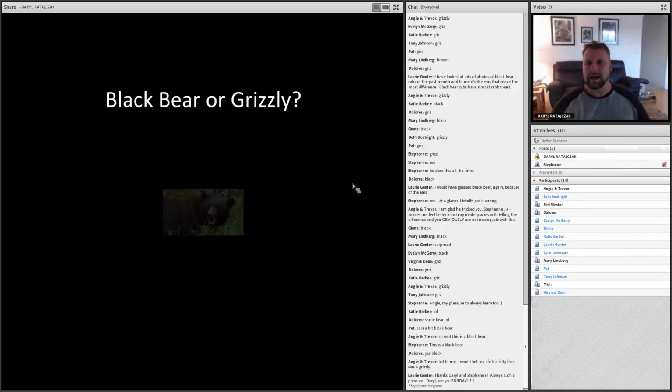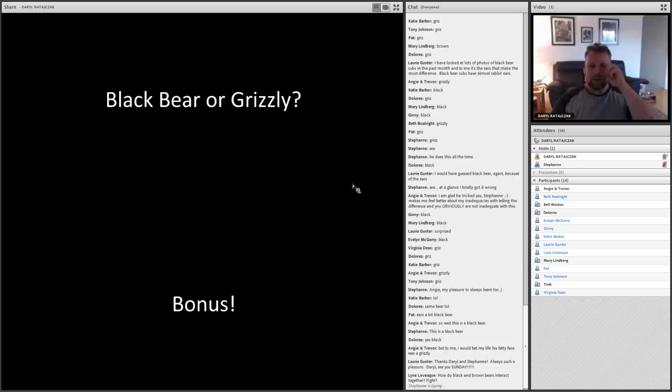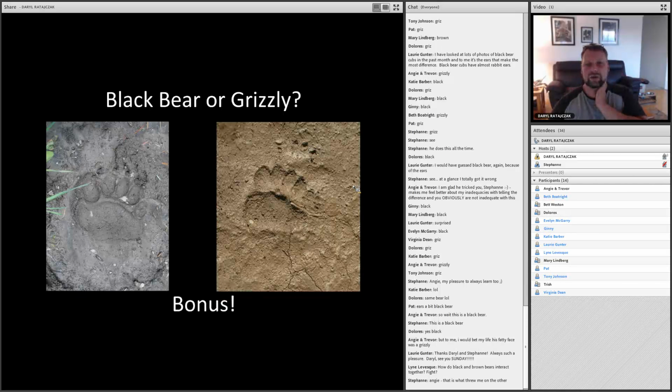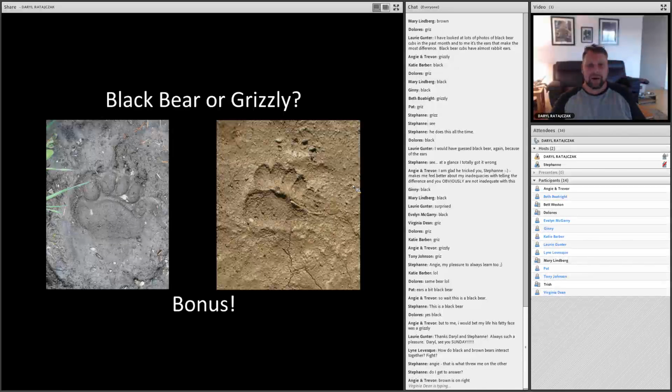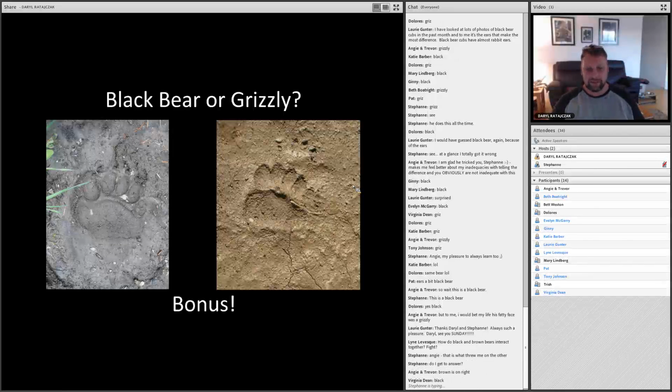All right, I'm going to end it here. This is the bonus question. Which track is which? One is a black bear, one is a brown. The picture on the left, is that a black bear or is that the brown bear or grizzly?